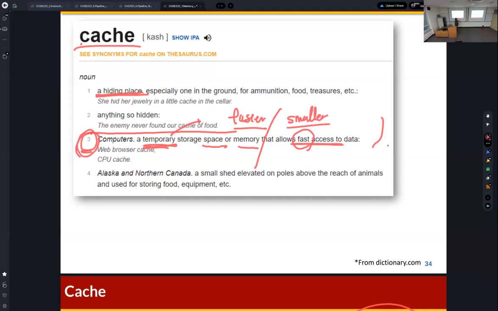We store frequently used data because the cache size is small, smaller than the main memory. So we cannot store every piece of data in the cache memory. We just store a smaller amount of data, but we need to store frequently used data. Then we can improve the performance of memory systems.